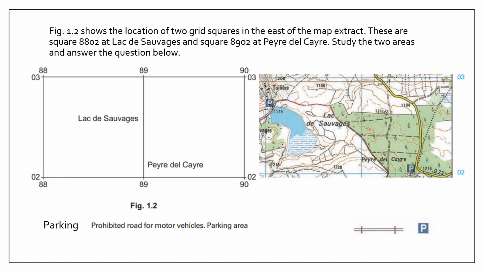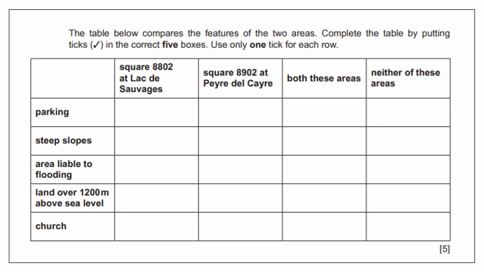So for the first one, I'm looking at parking, and for that, I need this line of the key. I'm looking for the blue P. There's a blue P in one of the grid squares and in the other one. Therefore, I can put a tick here that they are present in both of these areas.